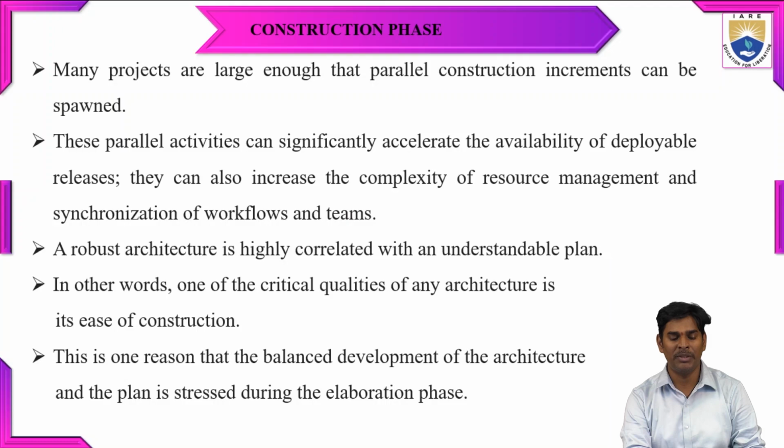And also they need to develop a robust architecture. So when they plan for the robust architecture, it is highly correlated, and this will also be a very understandable plan here. And whenever they have some critical qualities of any architecture, they are going to ease the construction. It means they are going to check what critical observations will happen and how to minimize this criticality during the construction phase here. And they also require the balanced development of the architecture, and the plan is stressed during the elaboration phase here.